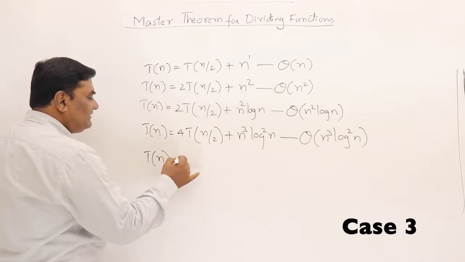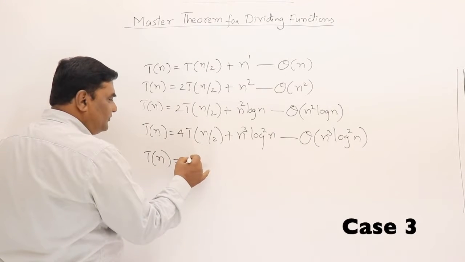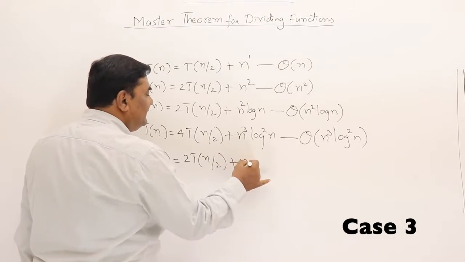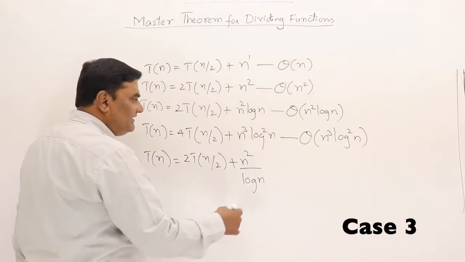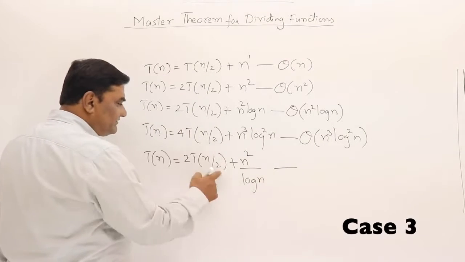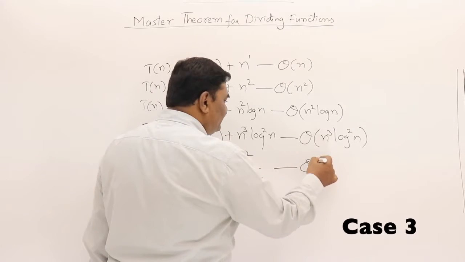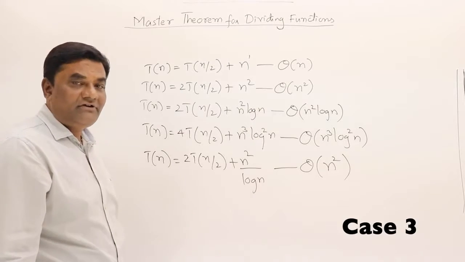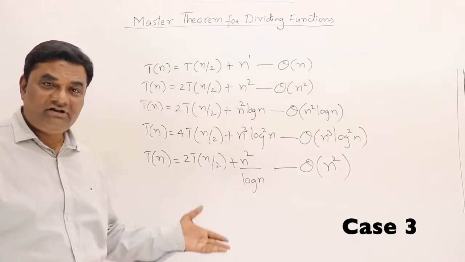And in the third case, these are all case 3. If you have 2T(n/2) + n^2 / log n. So if you have anything in the denominator, now log 2 base 2 is 1 and this is 2, this is greater. So just take n^2, no need of log from the denominator. So these were the examples for case 3.